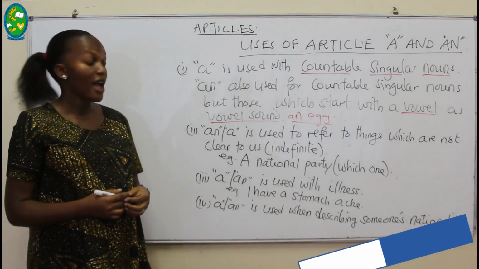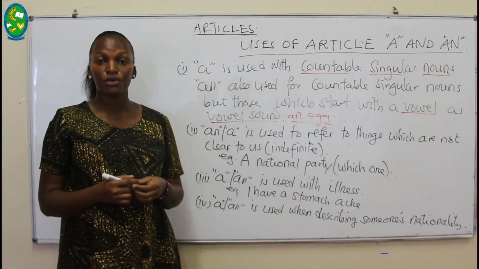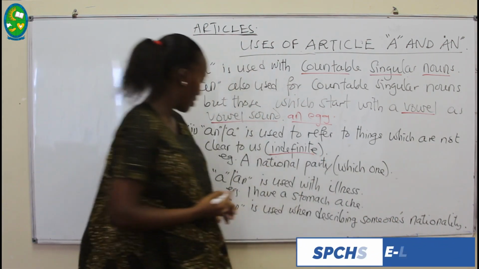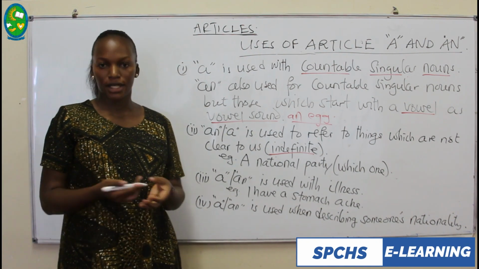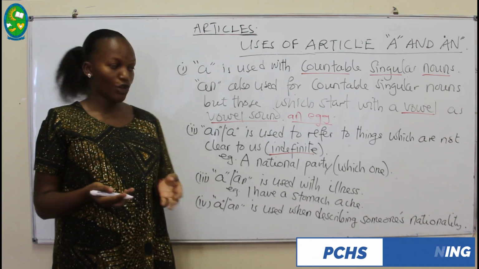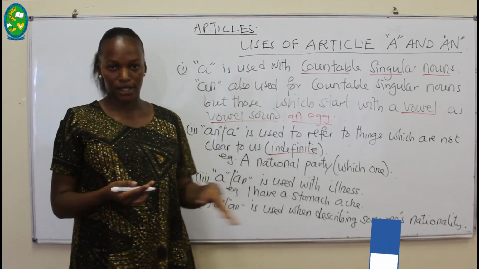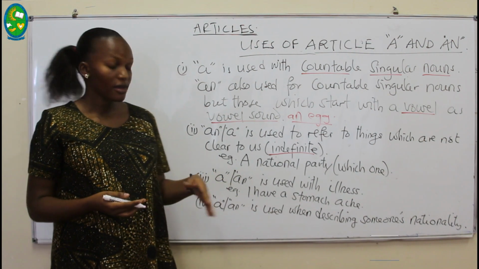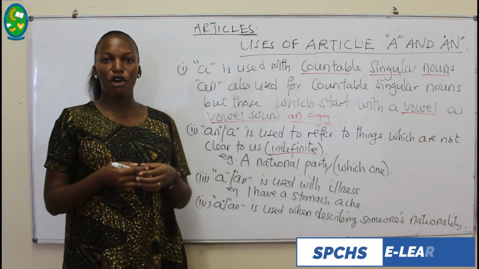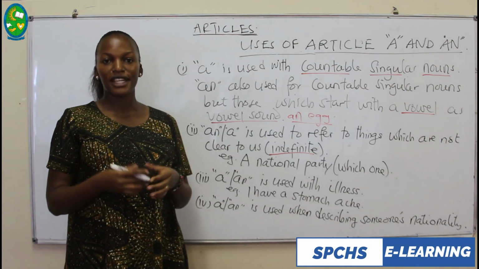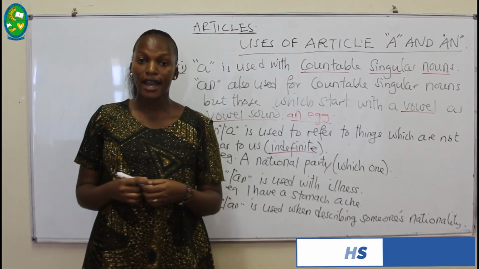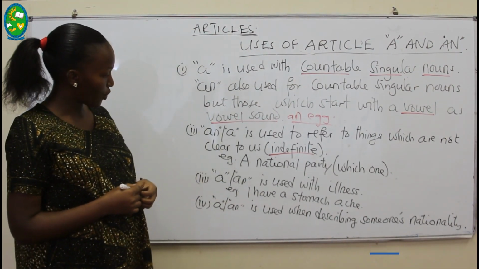The second use, an and a are used to refer to things which are not clear to us, or we call it indefinite. For instance, when I say a national party, I have not specified which kind of national party it is. I've just said a national party, okay? Or when I say a man is outside, I've not said Mr. Njike is outside, or Mr. Gilbert is outside. I've said a man is outside. Which man?